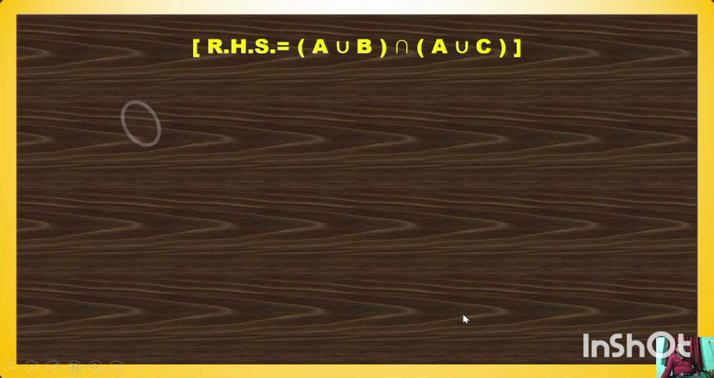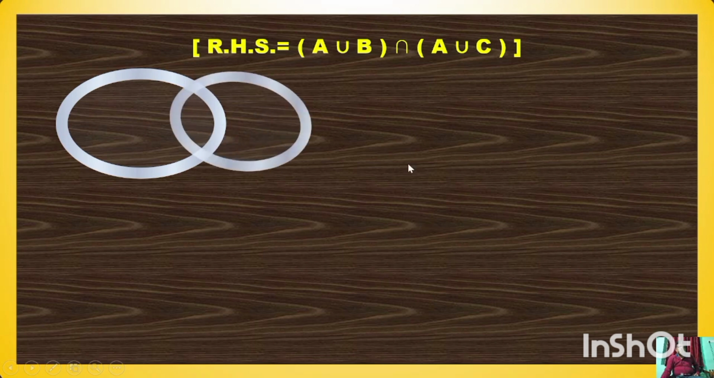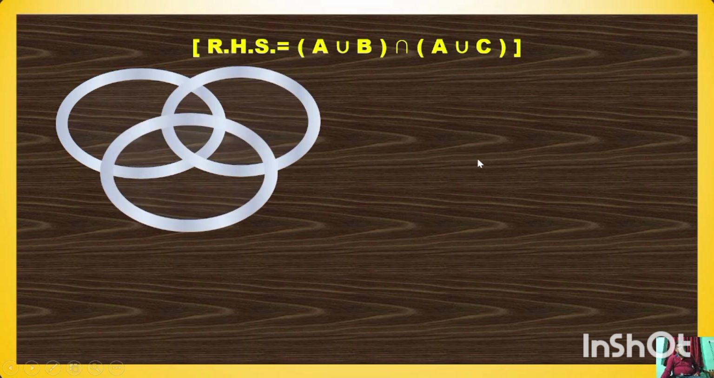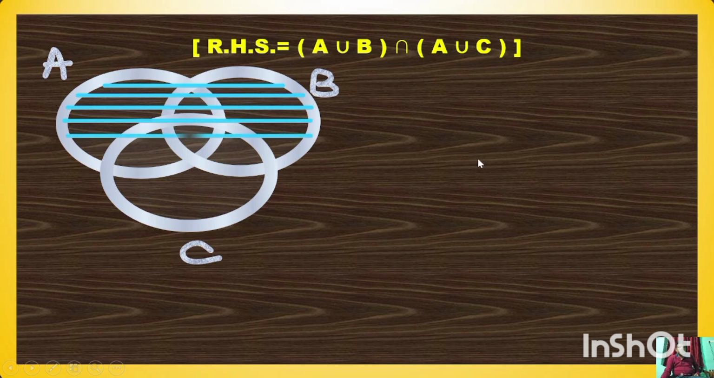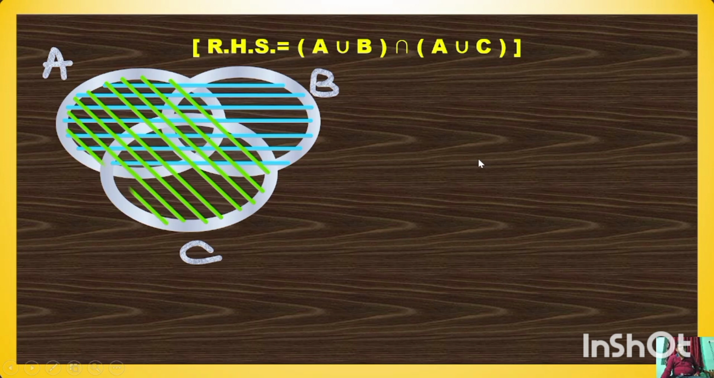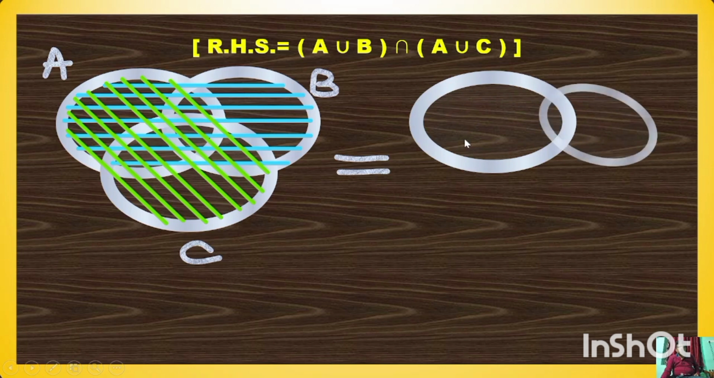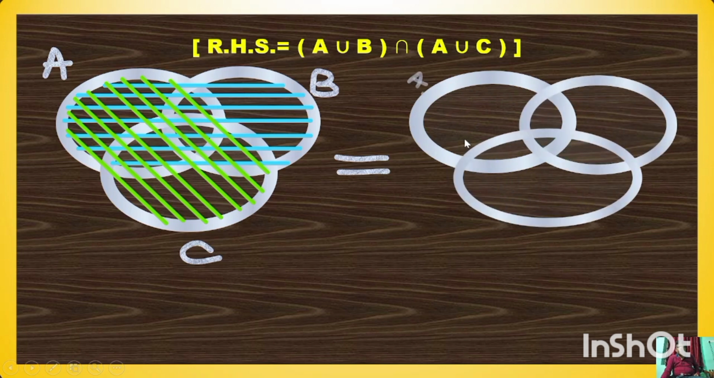Similarly, we have the other part, the RHS, right hand side, which is A union B intersection A union C. Look at the three sets A, B, C. First of all, you take A union B. Look at here. Similarly, take A union C, the shading portion of A union C. First you take A union B, then A union C, and finally you will get the shading portion here with the help of the Venn diagram.